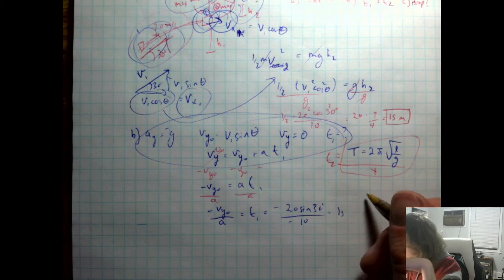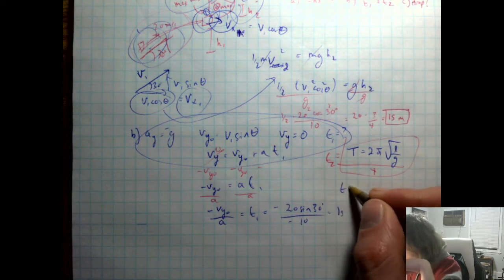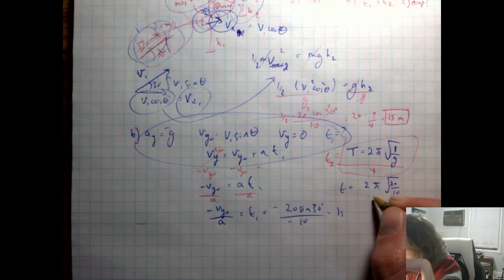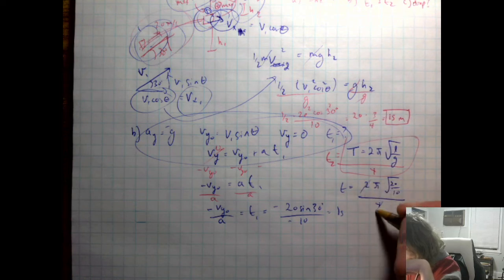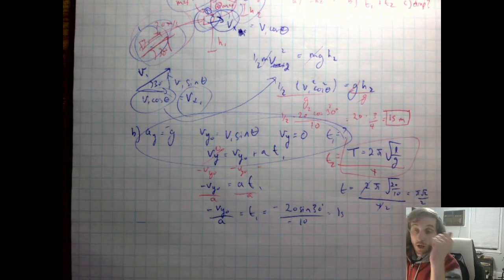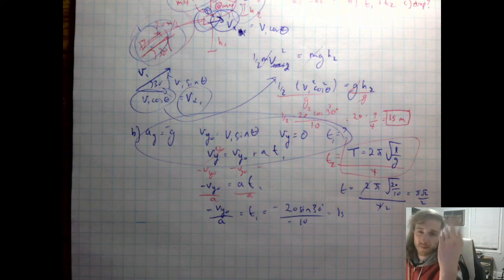For our next portion, period is going to be equal to 2 pi root L, which is 20, over g, which is 10. And all of that is over 4. So we'll get pi root 2 over 2, which is certainly a number. It should be bigger than 1, because root 2 is bigger than 1 and pi is bigger than 2. So we've got about 3 over 2 times a number that's around, I think, 1.4.